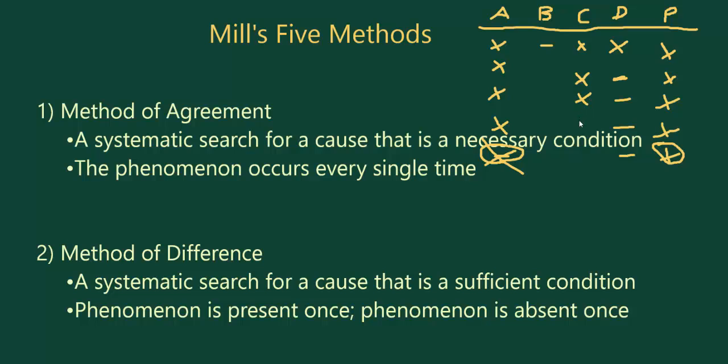But if in every single case C occurs, that's very strong evidence, not perfect evidence, of course, it's probabilistic reasoning, but very strong evidence that C causes P, that C causes our phenomenon in the sense of being a necessary condition.